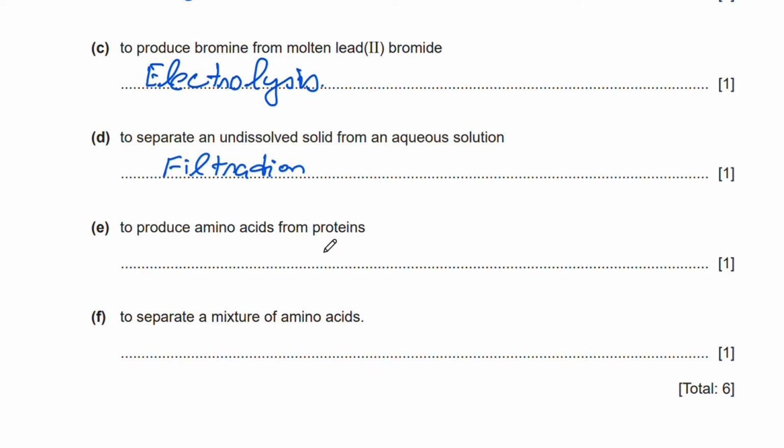Now see, what are proteins? Proteins are polymers and amino acids are monomers. So the process you will use is hydrolysis. This hydrolysis breaks the amide linkage. And to separate a mixture of amino acids, of course that is chromatography.